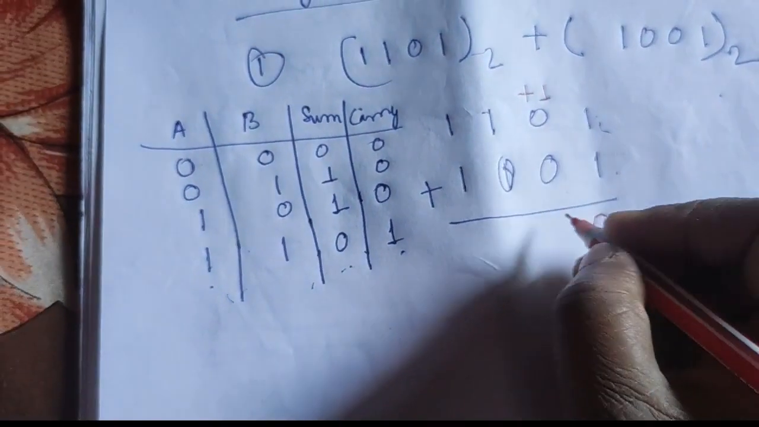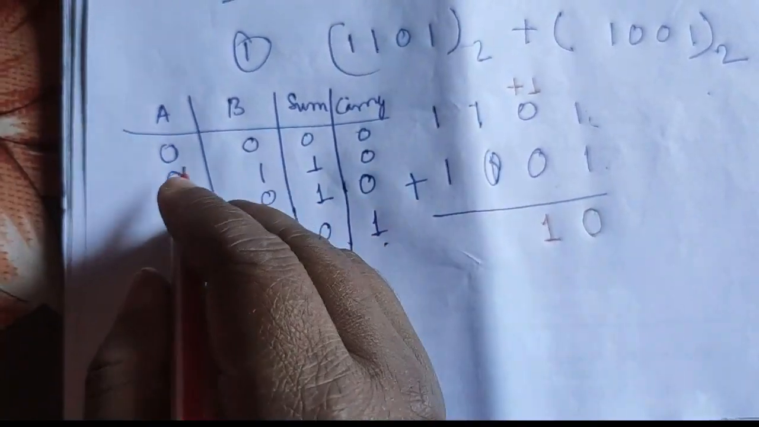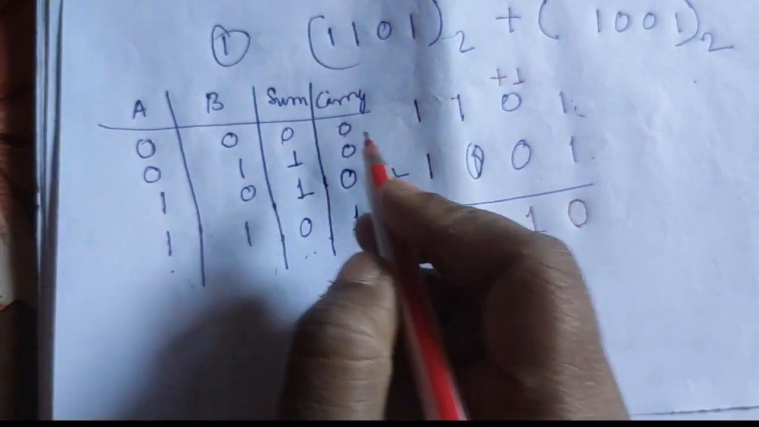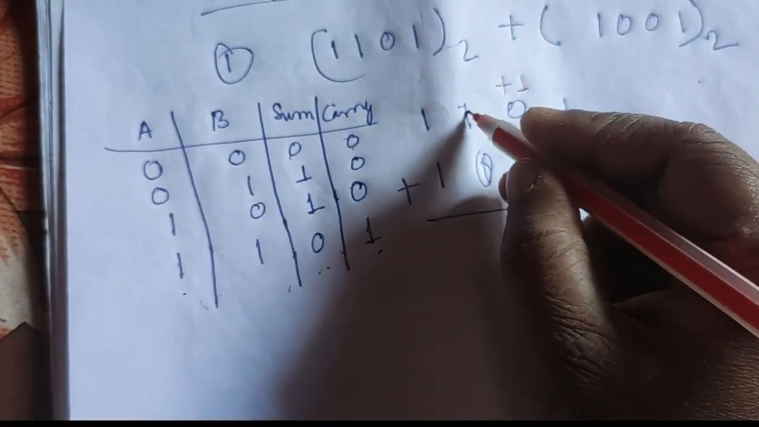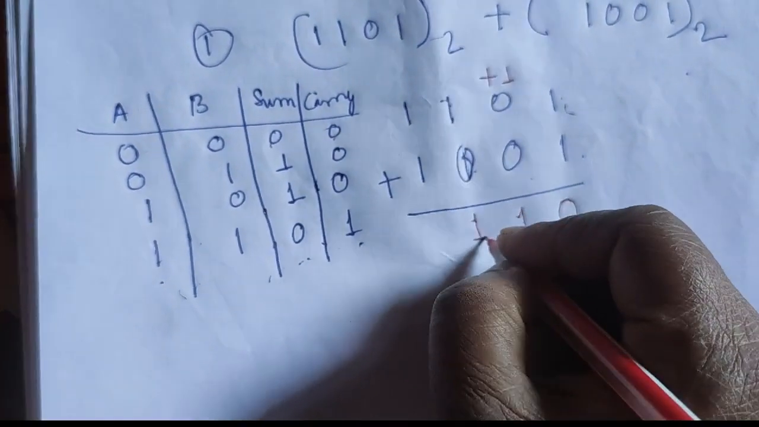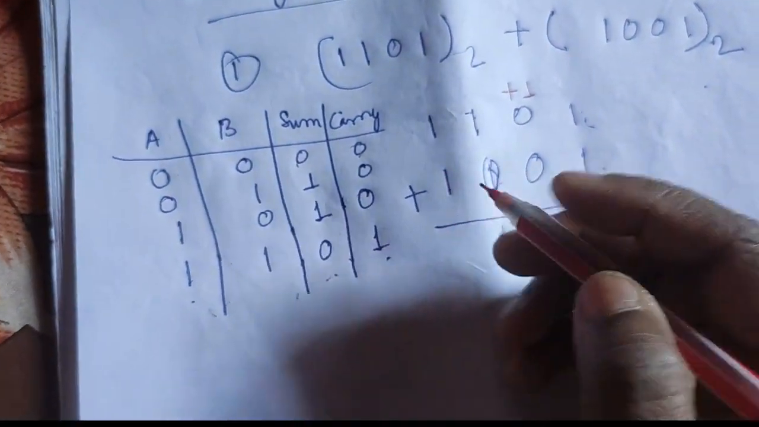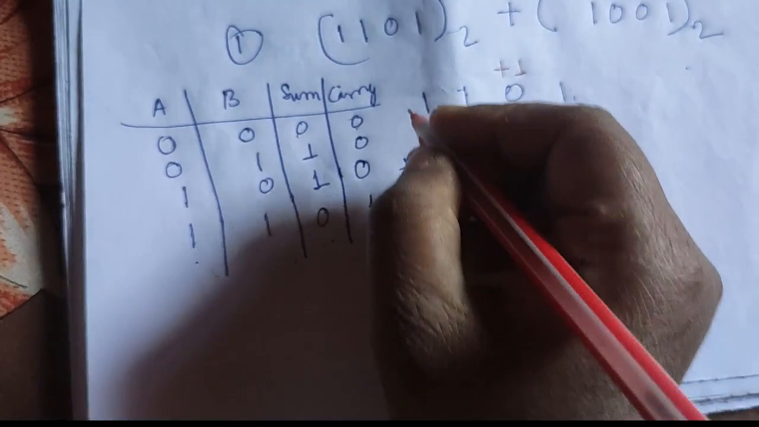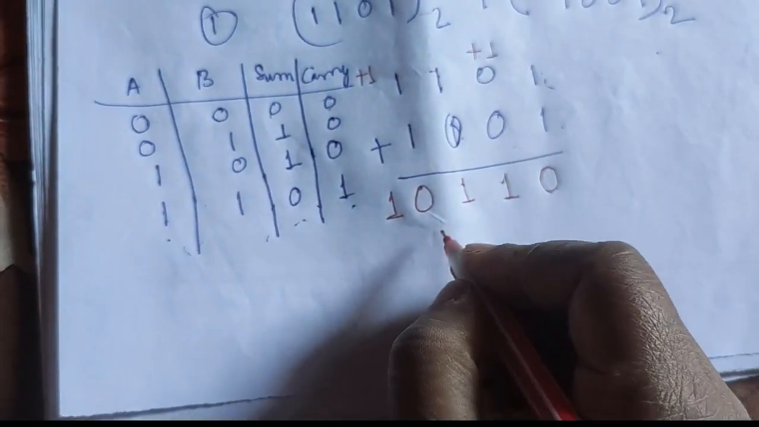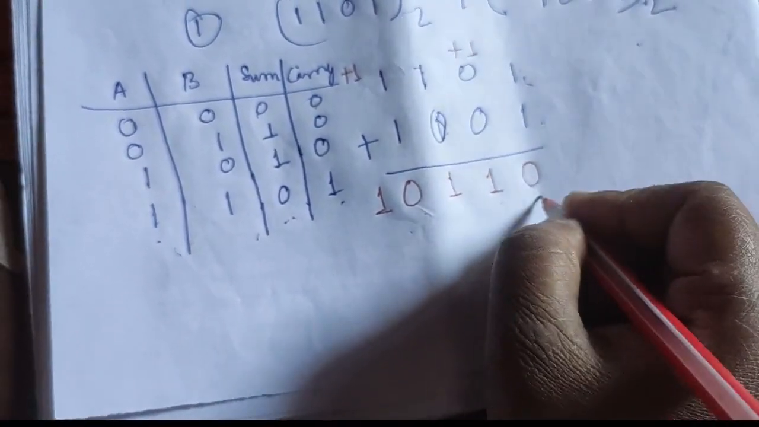Now see, 1 plus 0, 1. 1 plus 0, 1. So what is the result here? 1. See, 0 plus 0 is how much? 0. Sum is 0, carry is also 0. Now there is no carry. 1 plus 0 equals how much? 1. And 1 plus 1 is how much? 0. And there is one more carry. So we will write the carry here. So what is the answer? 1, 0, 1, 1, 0.